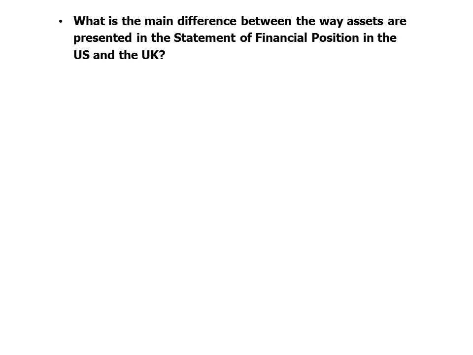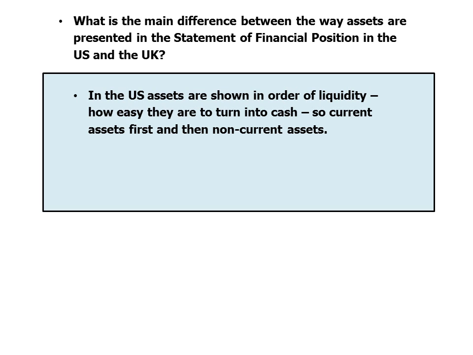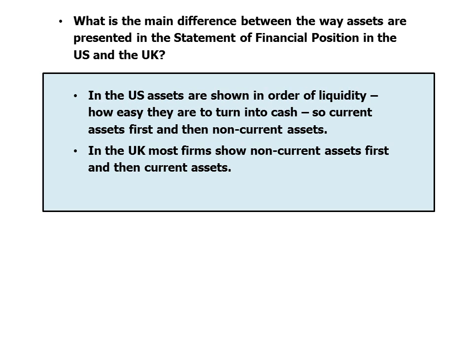What is the main difference between the way assets are presented in the Statement of Financial Position in the US and the UK? In the US, assets are shown in order of liquidity, how easy they are to turn into cash, so current assets first and then non-current assets. In the UK, the other way around, most firms show non-current assets first and then current assets.